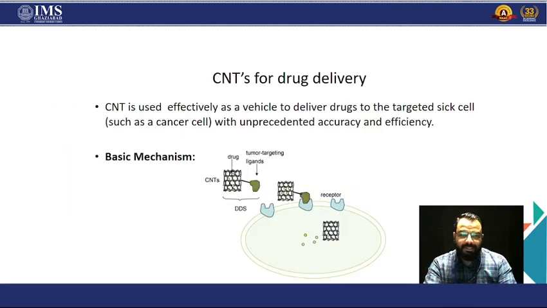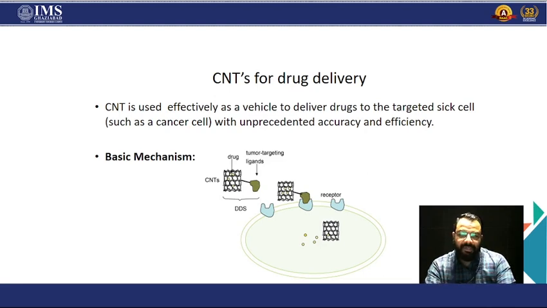You can see through the schematic representation where we are using CNTs, carbon nanotubes, as a drug delivery system. So CNT carbon nanotubes is used effectively as a vehicle to deliver drugs to targeted cells such as cancer cells. Let's assume there is a cancer cell and we have to target a specific drug to that particular cancer cell, rather than giving the drug to the whole system. So what we do, we deliver this drug using a drug delivery system using carbon nanotubes.